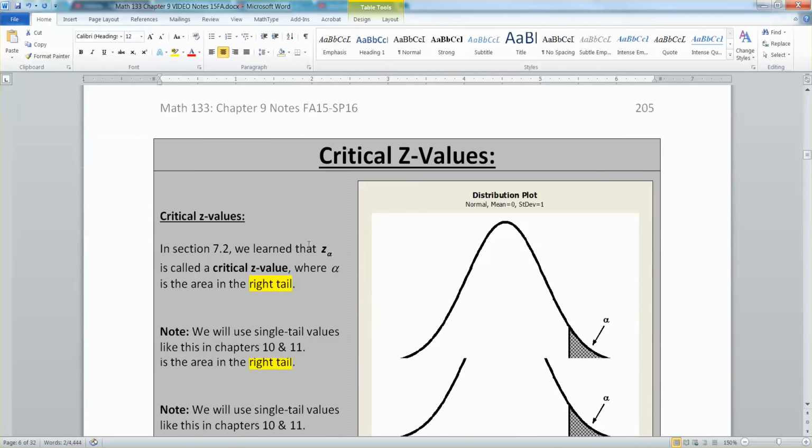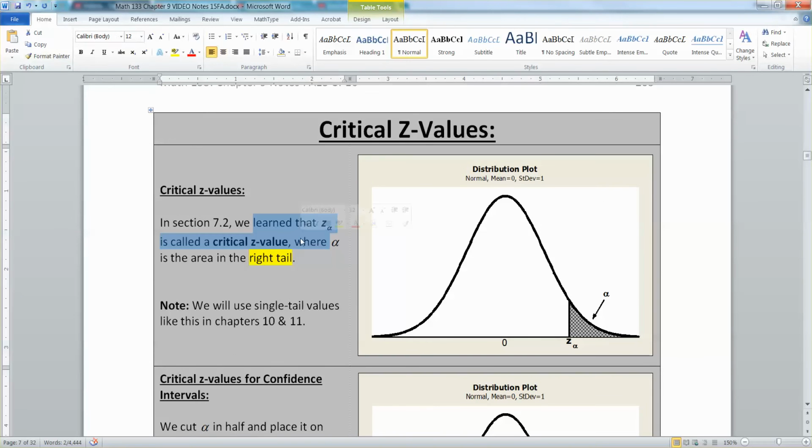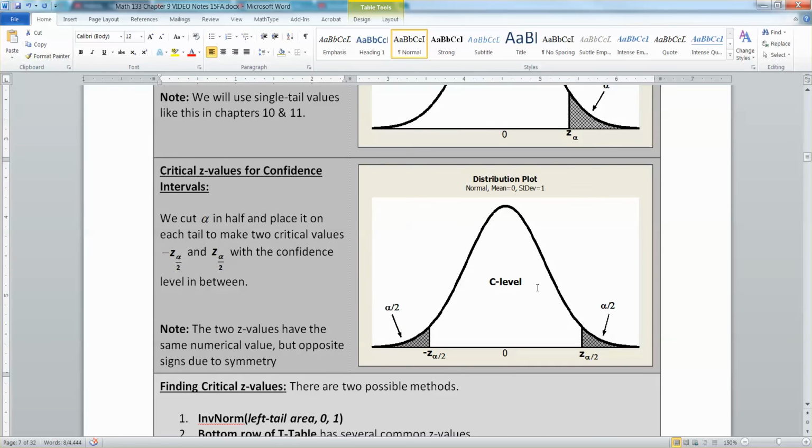Well, when you look at a critical value for a single tail, it puts the whole alpha in the right tail. But for a confidence interval, you're going to have your confidence interval in the middle. And what that means is you're going to have to split your alpha in half. Put half of it over here, alpha over 2, and half of it over here, alpha over 2. And that'll get you 2 critical values, one on the right and one on the left. They'll be the same number, but they'll be opposite signs due to symmetry. So one will be positive, one will be negative.